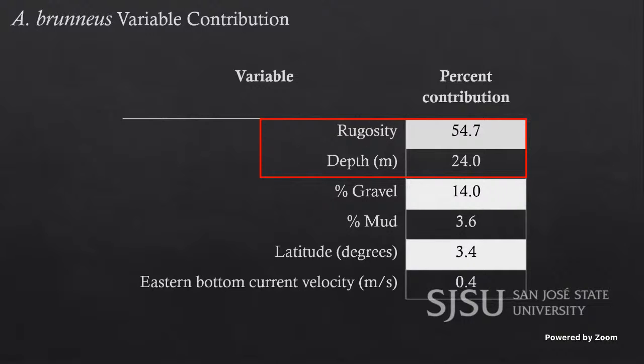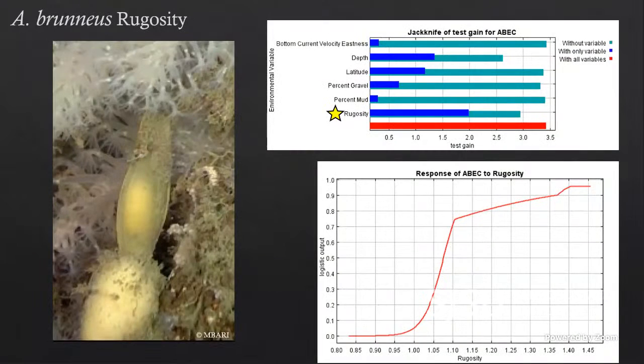On the top right figure here is the jackknife output plot. The rugosity bar, so we're focusing here on the dark blue bars, indicates that rugosity had the highest gain when used in isolation, and by that it is the most effective variable in identifying likelihood of suitable egg-case habitat. Below here is the response curve for rugosity in the bottom right, and this is indicative that with increased rugosity, there is an increased likelihood of finding suitable egg-case habitat.